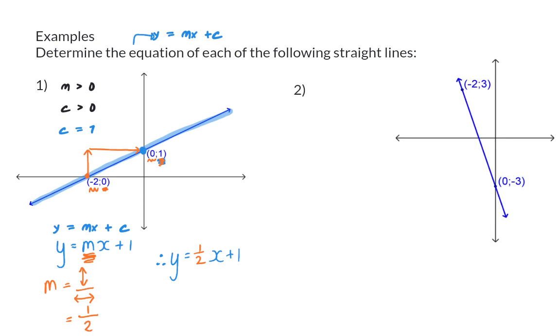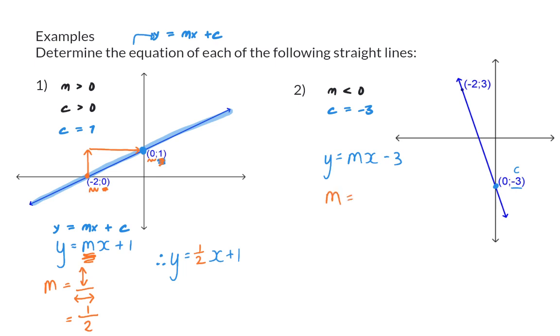In our second example, we have a decreasing line, so we already know that the m value should be negative. This line intersects the y-axis at (0, -3), which means the c value is -3. So at the moment, the equation is y is equal to mx minus 3, and next we once again need to determine our m value or gradient.